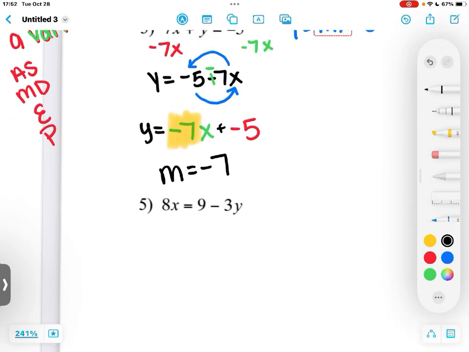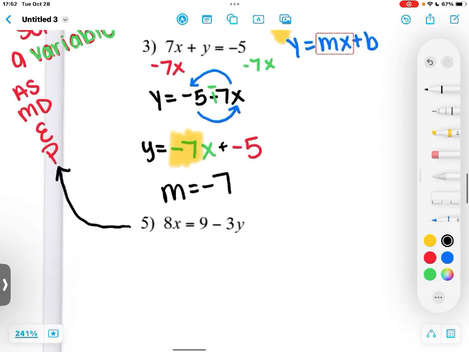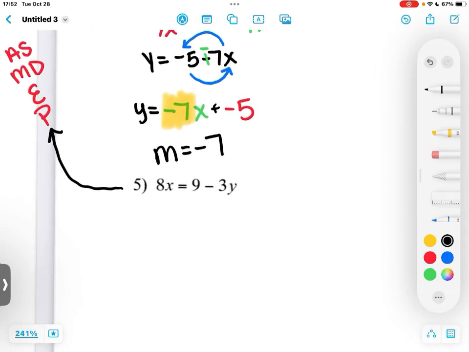Number 5, we're starting to get into more difficult problems where we will have to look at solving for a variable, looking at that PEMDAS backwards. We need to get y by itself. Now, the reason why I said we're going to have to do PEMDAS backwards is because we have 8x equals 9 minus 3y. We have to get rid of this 9 first, which is going to include subtracting a 9 on each side of my equation.